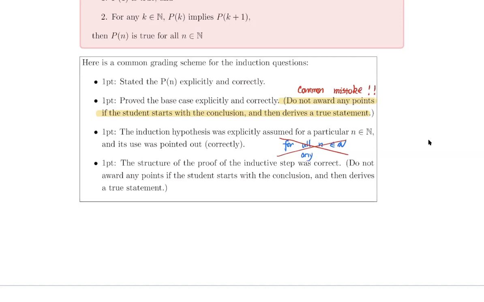The last point will be given if your induction step is correct. Again, if you start with your conclusion and derive a true statement, you don't get the mark. That's rough work, and you don't get the mark for rough work. Really important, let me highlight this because this is a common mistake as well.